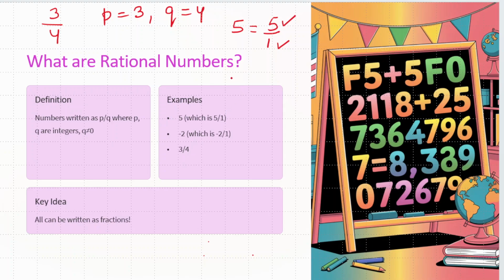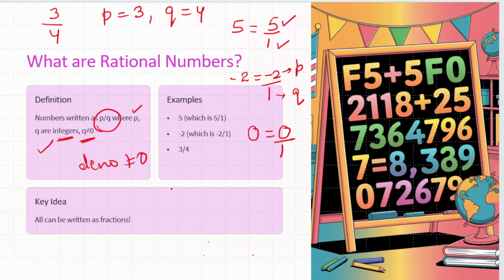Let's take some more examples. Minus 2. Is minus 2 a rational number? Yes, minus 2 is a rational number because it can be written in the form of minus 2 upon 1. What is p over here? Minus 2. What is q over here? 1. Another example, 0. Is 0 a rational number? Yes, definitely 0 is a rational number. Why? Because it can also be written in the form of 0 upon 1. So, rational numbers are numbers which can be written as p upon q, where p and q, what are p and q? They are integers, and this q, your denominator, is not equal to 0.